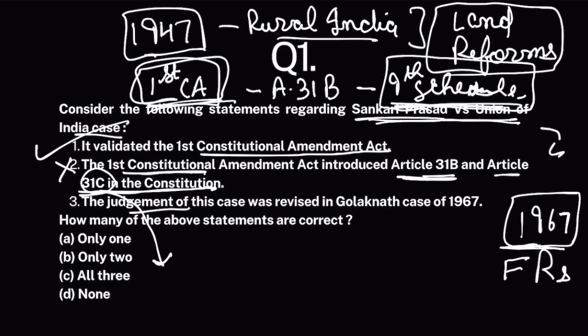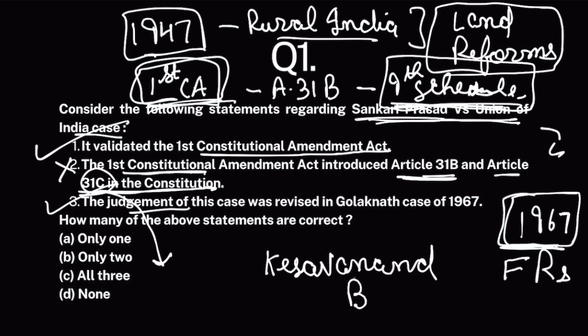Okay, this Golaknath case. So Golaknath case revised Shankari Prasad case. This is absolutely correct. Though after Golaknath case, this power of the Parliament was again questioned in Keshav Nanda Bharti case of 1970s. And in Kesav Nanda Bharti case, Supreme Court again revised its order in 1967 Golaknath case and said, no, the Parliament can amend fundamental rights also.